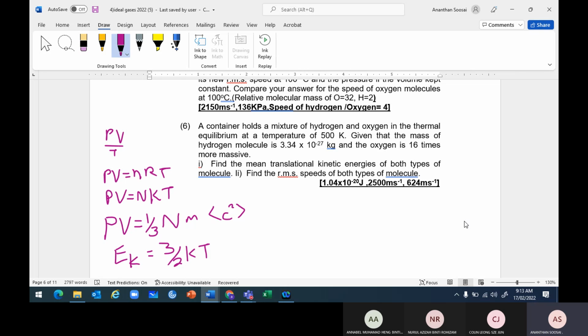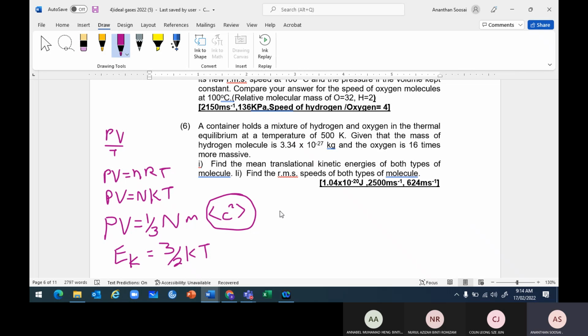So can you go to part 2 now? Find the RMS speed of both types of molecule. RMS speed, root mean square speed. The more massive particle should possess a lower RMS speed. RMS speed is like an average speed, but realize this is your mean square speed. Root this, you get the root mean square speed, right?